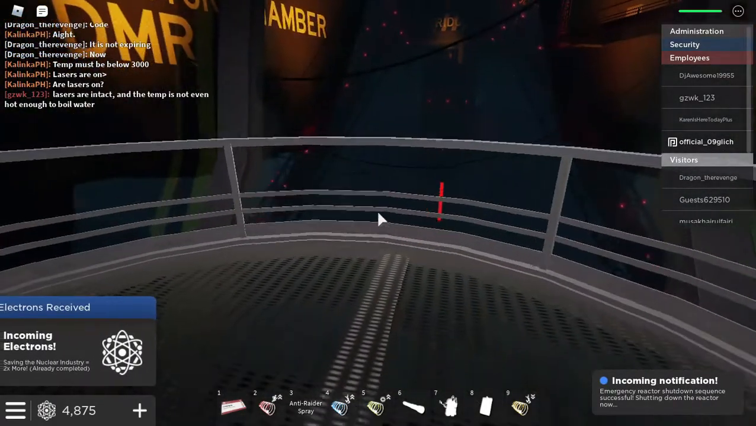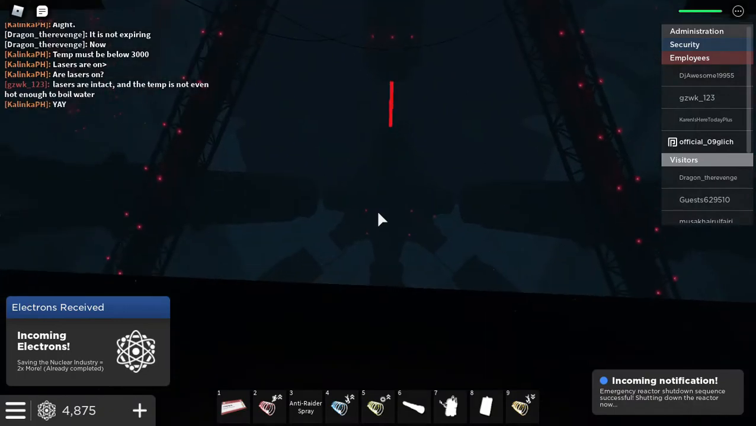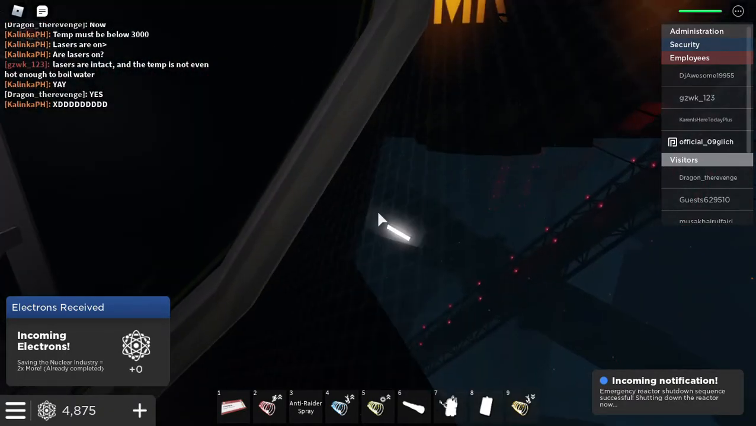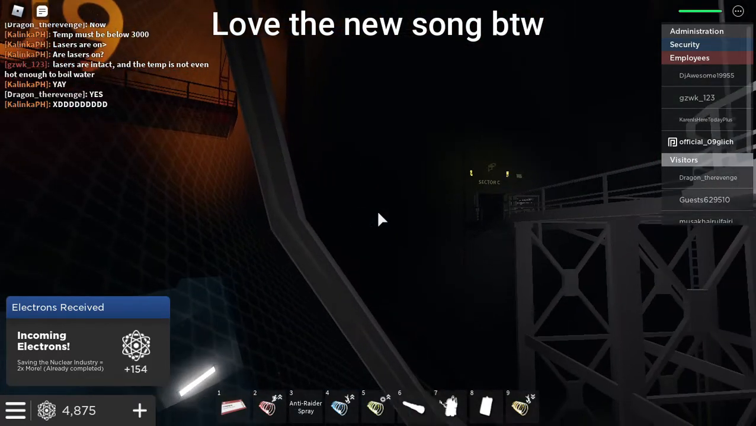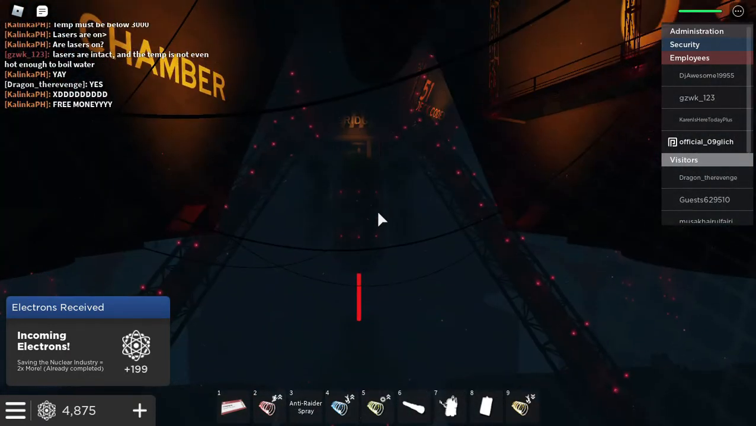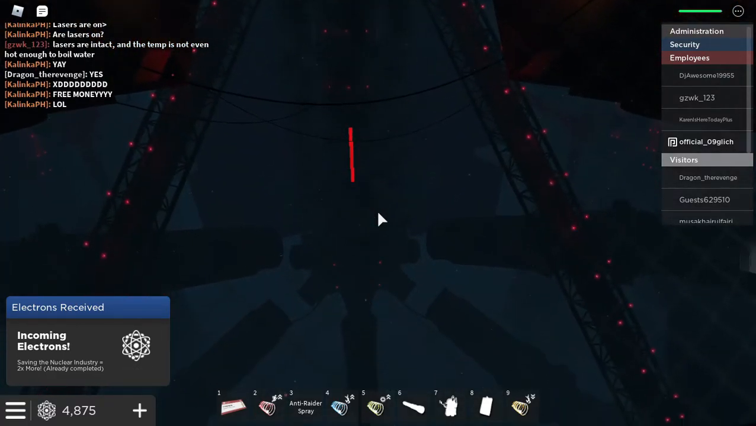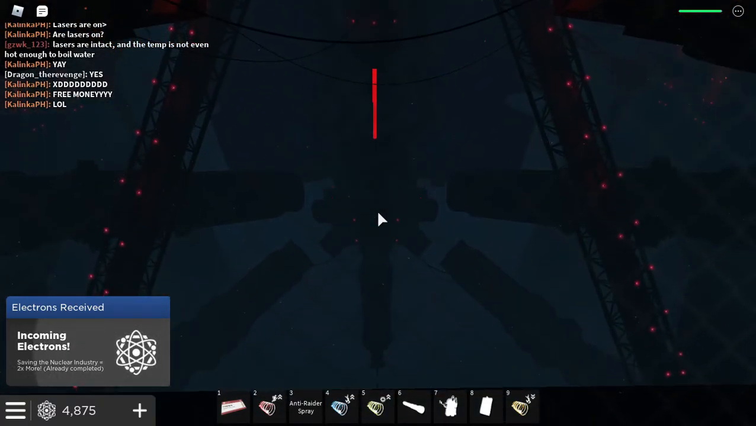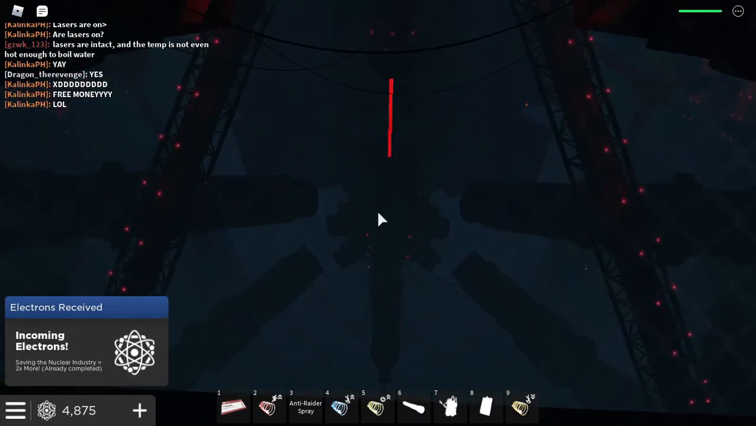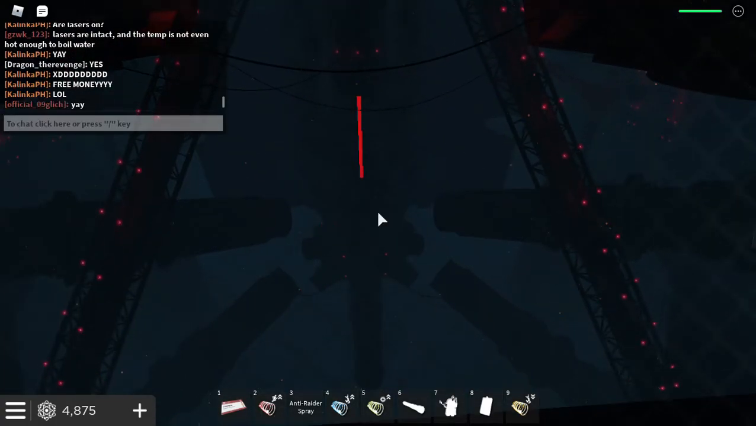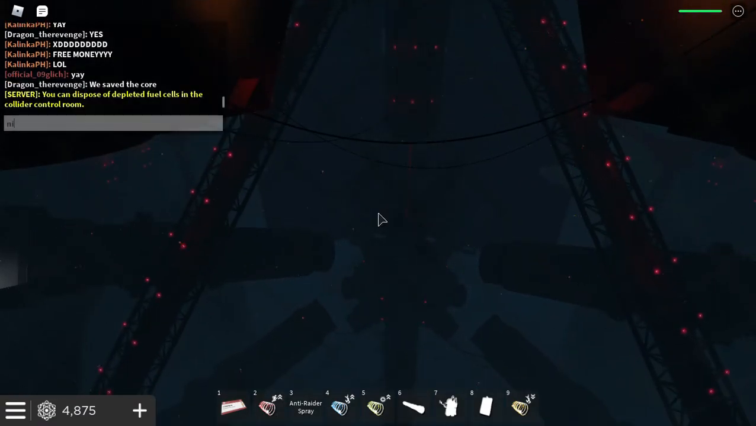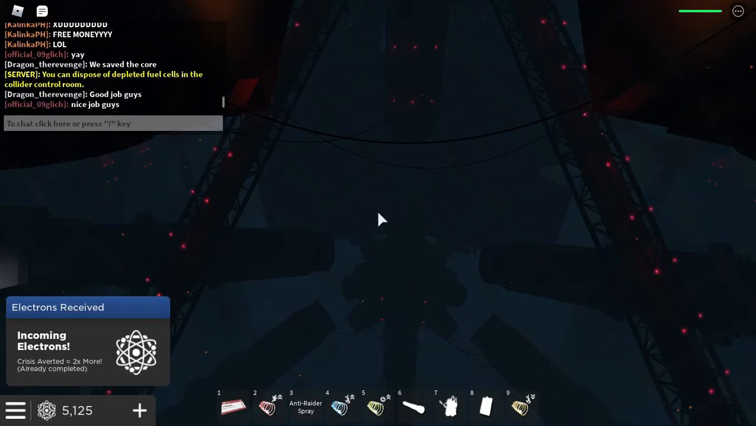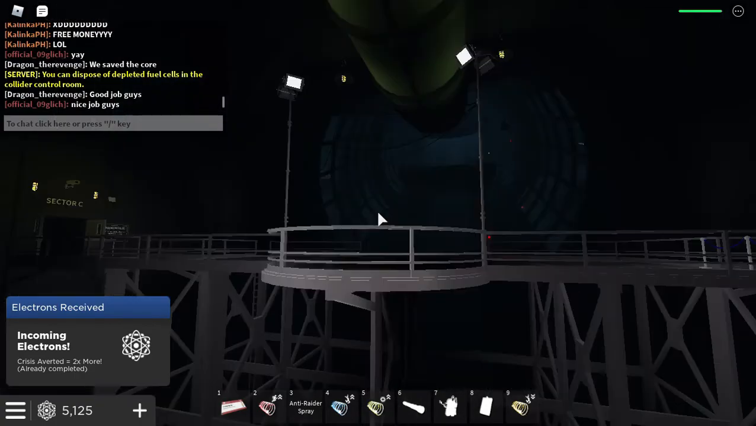Emergency shutdown system successful. Crisis averted. Dark matter reactor lowering into holding chamber for immediate maintenance. Attention, reactor operations personnel. Please report status immediately.